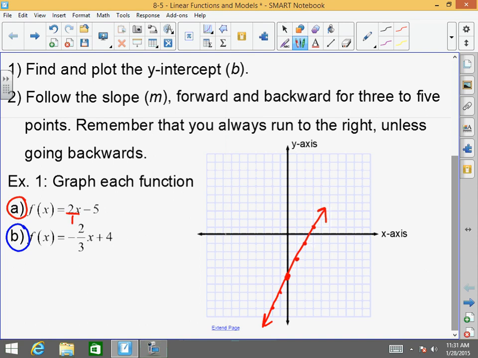Let's look at B, which I'm going to graph on the same graph paper here, but in blue. My y-intercept here is 4. So I'm going to go up 1, 2, 3, 4. And then I'm going to follow my slope, which is negative 2/3. Remember, regardless of if the slope is positive or negative, you always run to the right. So I'm going to go down 2 over 3. Down 2 over 3. Down 2 over 3. Let's go backwards. Up 2 over 3. Connect the dots. Make your line. There you go. It's done. Okay, so hopefully that jogs your memories, my brothers.